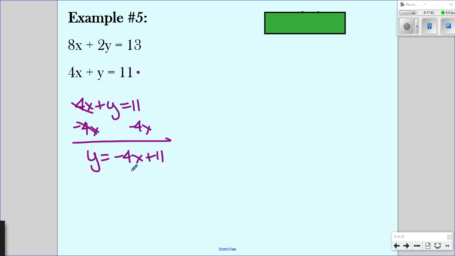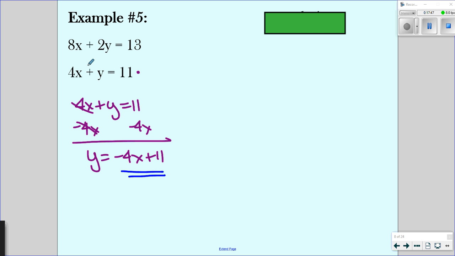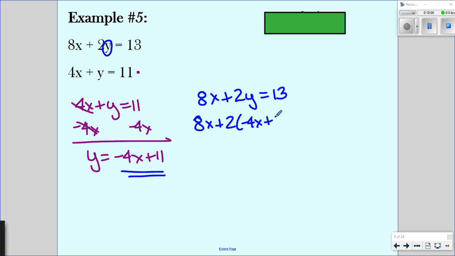All right, so that means wherever there's a y, I'm going to replace it in here. Replace it with negative 4x plus 11. So I'm going to take the next equation, and then I'm going to substitute y with negative 4x plus 11. And then I'm going to distribute. And I'm going to put that in another color to show you that, don't forget that you need to distribute.